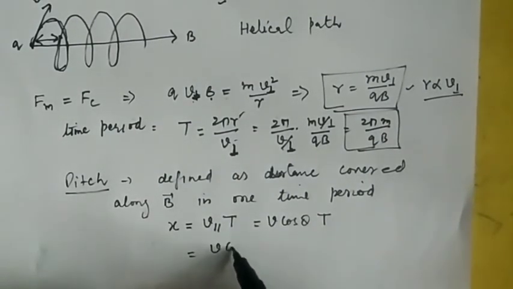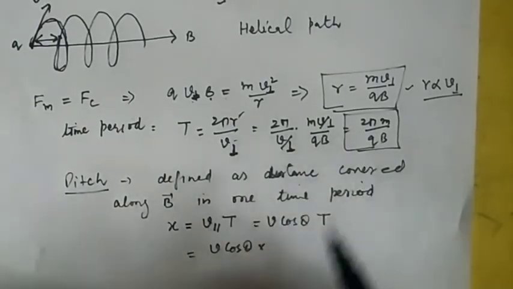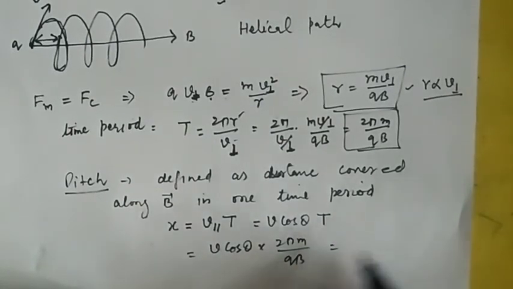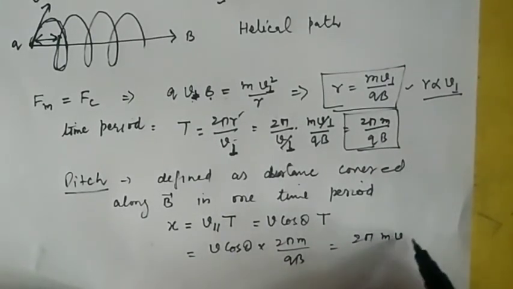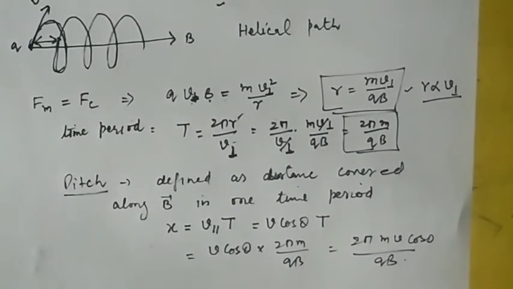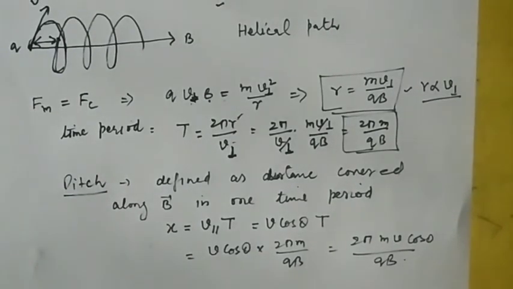If you put the value v cos theta, and the time period is 2 pi m divided by qB, then after a little solving we get 2 pi m v cos theta divided by qB. So this is the pitch of a helical path. So whenever a charged particle is moving in an inclined magnetic field, it experiences a helical path. Thank you.